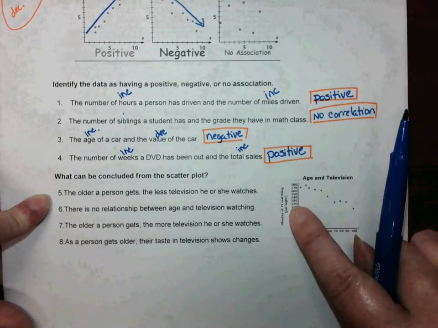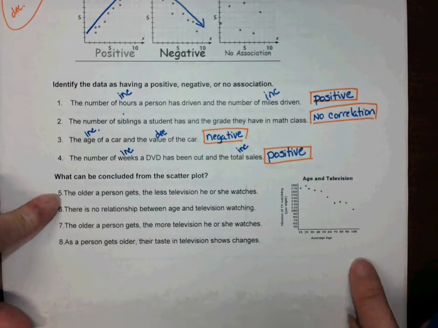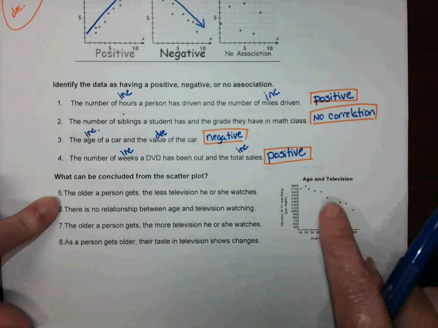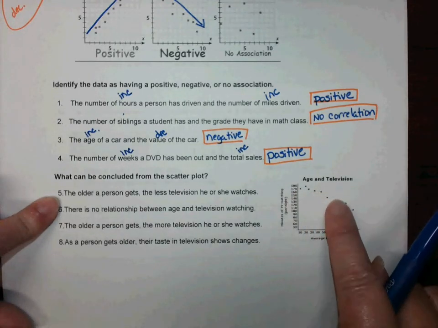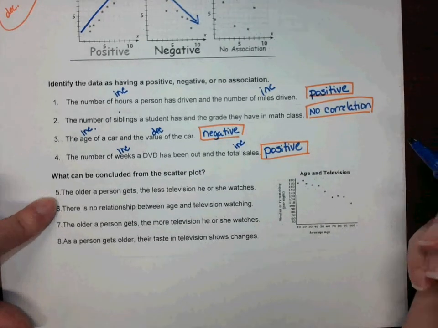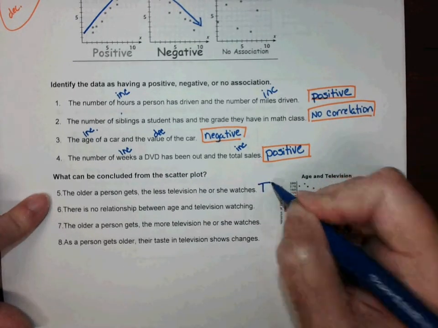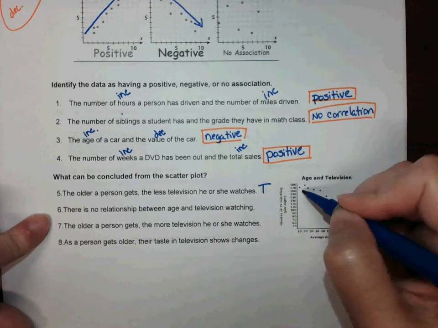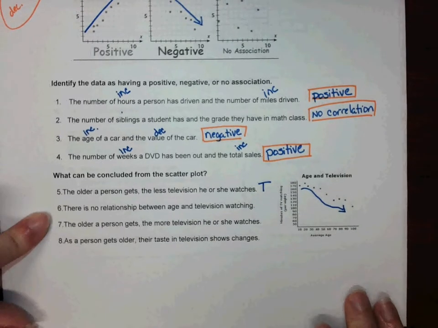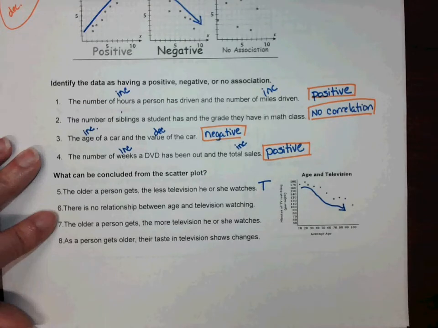Yeah, this is the minutes of TV watching. Alright, so let's look. The older a person gets, the less television he or she watches. So, as we get older, in general, the amount of TV that we're watching is coming down. That is true, because in general, we are going down the graph.